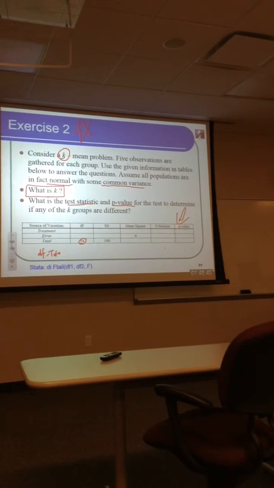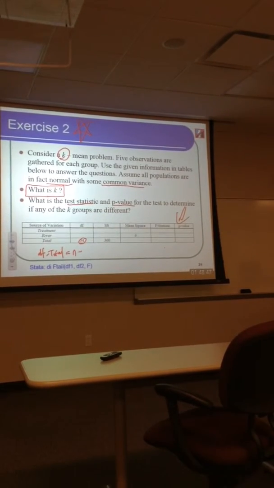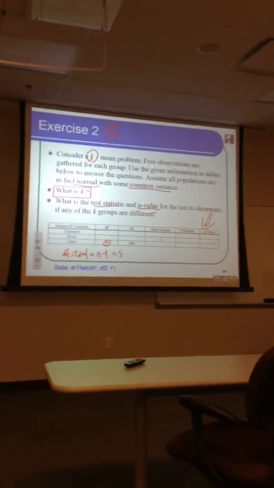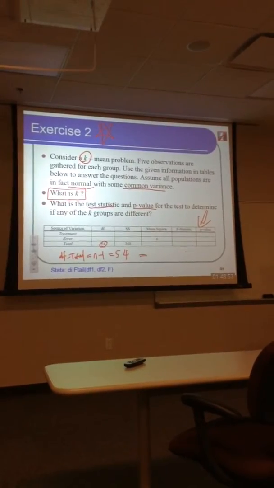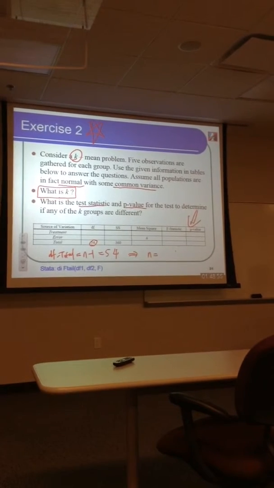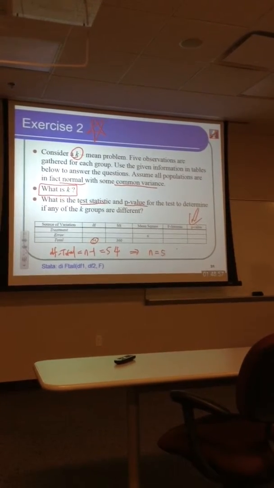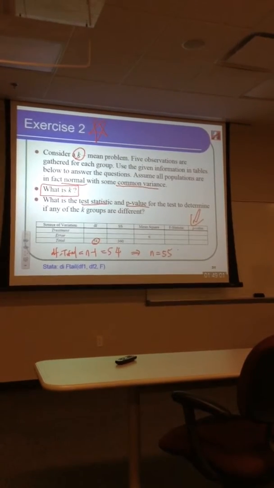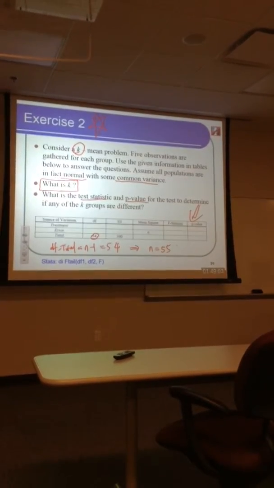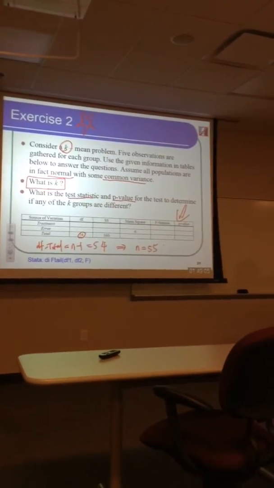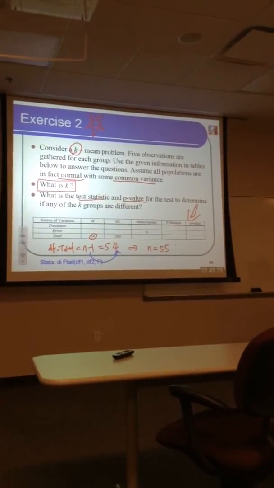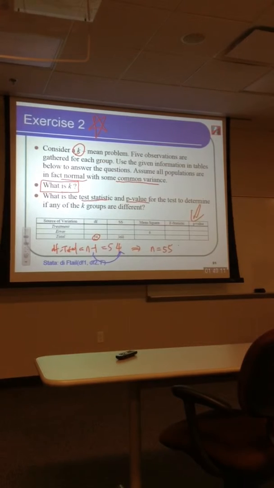N minus 1, right? N is the total sample size. In this case it equals 54. So N minus 1 equals 54; therefore, you move this to the right-hand side of the equation, and N equals 55. So that's the total sample size you have.